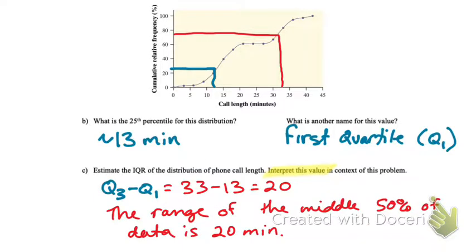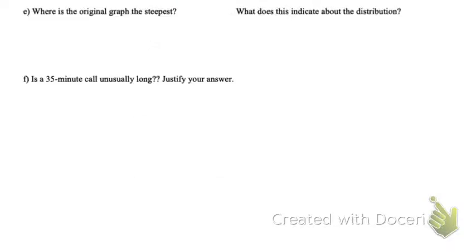Alrighty, let's look at the next part. Next part says, where is the original graph the steepest? What would you guys say? Well, like 10 to 20 range. Yeah, somewhere around 10 to 20 minutes. Again, there's some wiggle room there. And what does that mean? Why did it go up so fast right there? There's so many of them. There's a lot of calls being added right there.